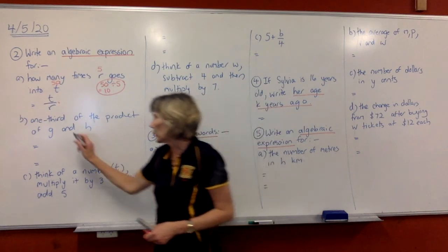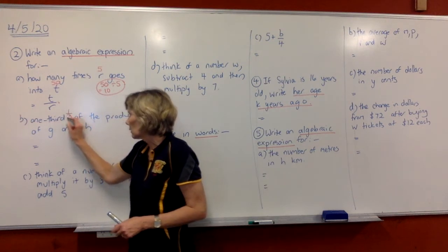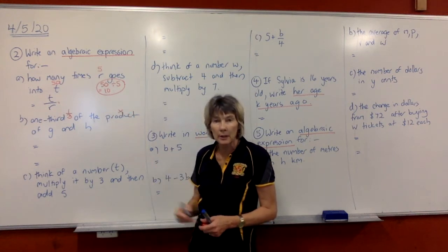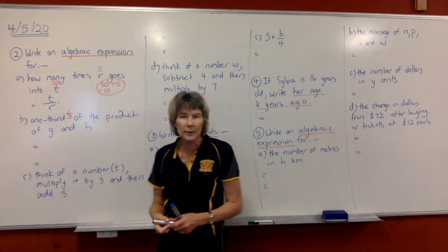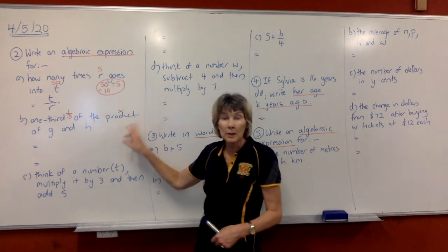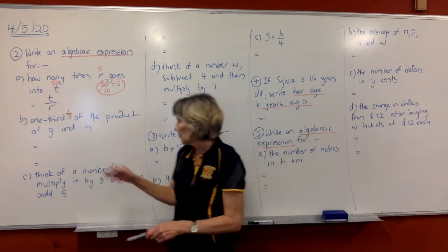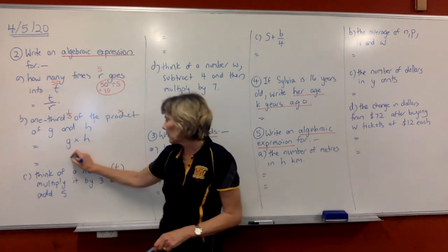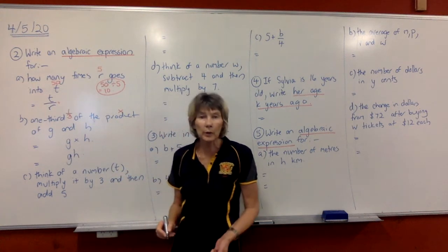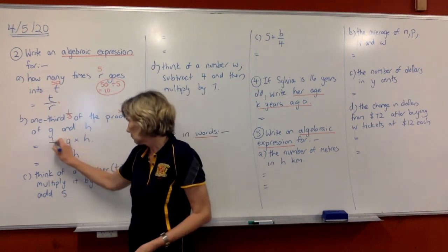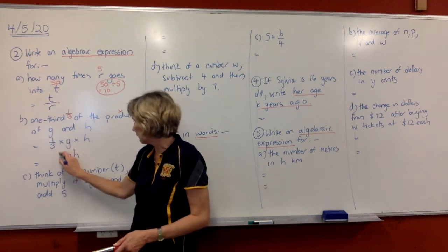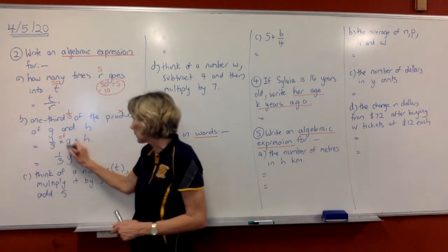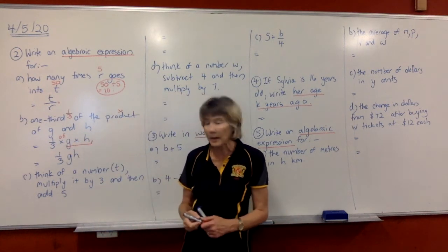Okay, the next one says 1/3, which we will write as 1/3, of the product, we know that means times, G and H. So if we just start at the end here, it might be easier. So the product of G and H is G times H, or, if you simplify it, GH. And we want 1/3 of that. So we just put the 1/3 in front of it. So if you're doing 1/3 of the product of G and H, you'll end up with that answer.